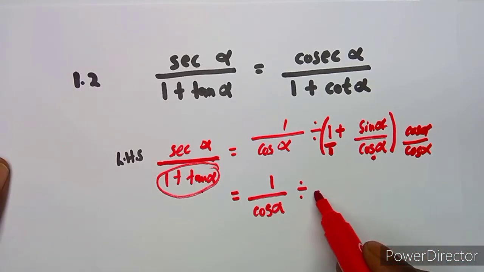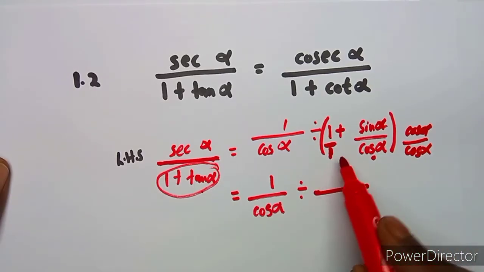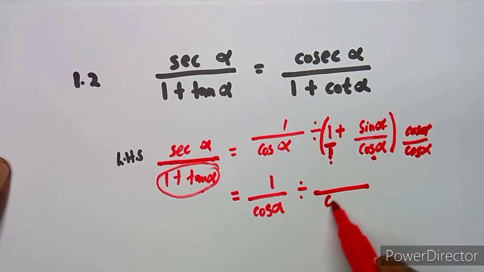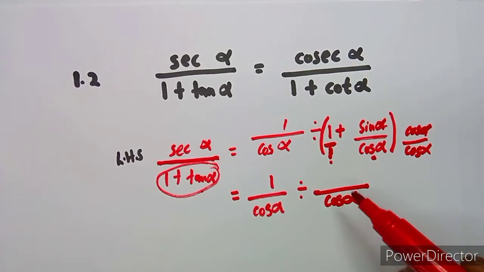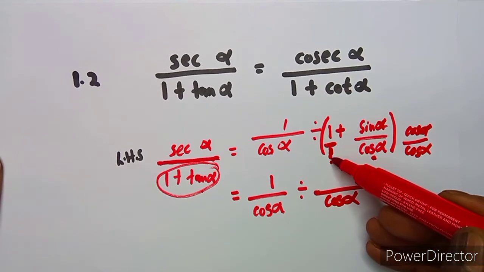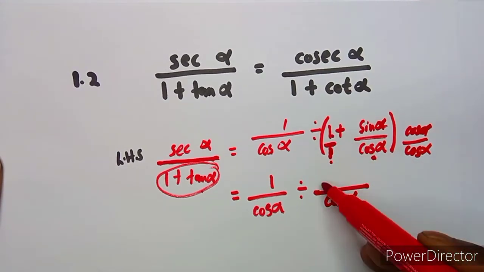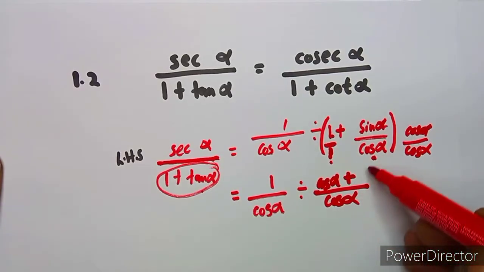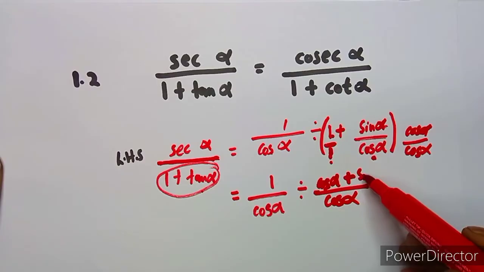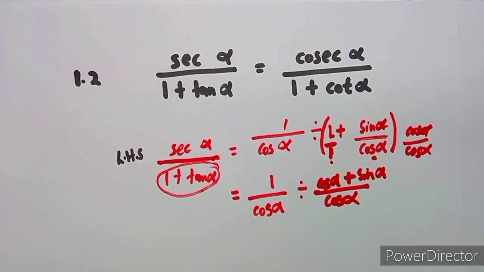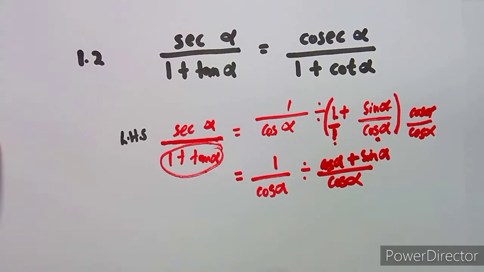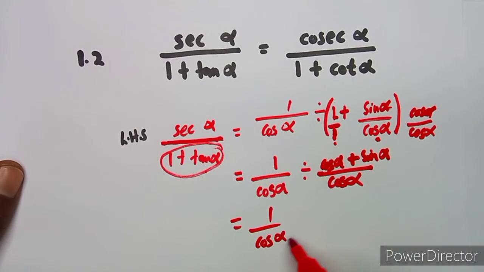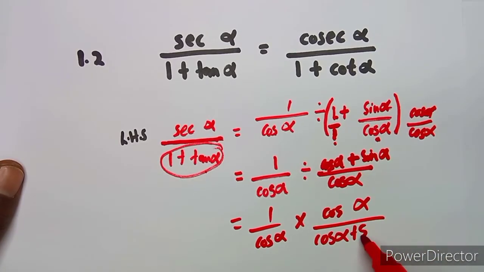If you don't see it, then find the LCD. What is the LCD of 1 and cos? It's cos alpha. Then we divide cos alpha by 1, which is cos alpha, times 1, which is cos alpha, plus cos alpha divided by cos alpha, that's a 1, times sine, which is sine alpha. Remember, guys, how you add fractions. Then we are dividing, so you have to introduce multiplication. So it's 1 over cos alpha times cos alpha over (cos alpha plus sine alpha).